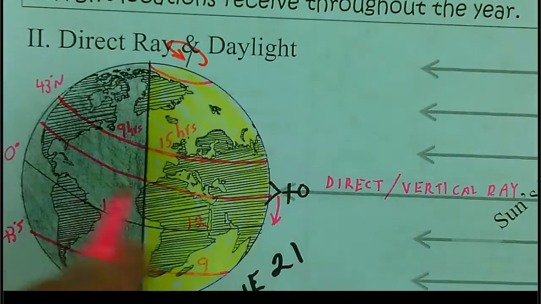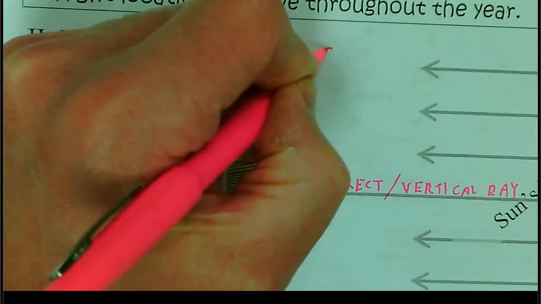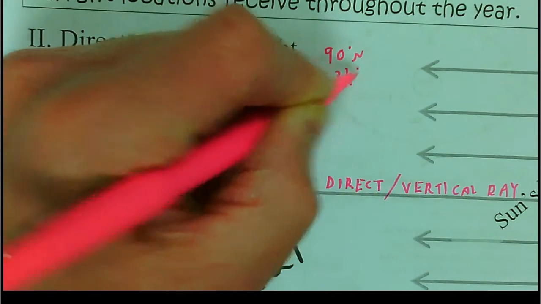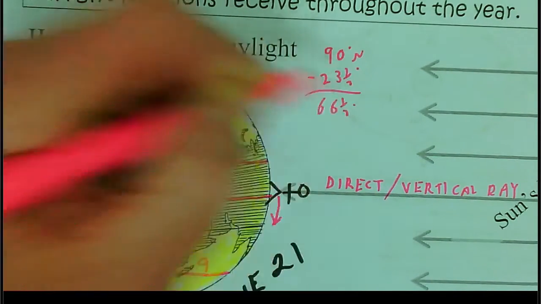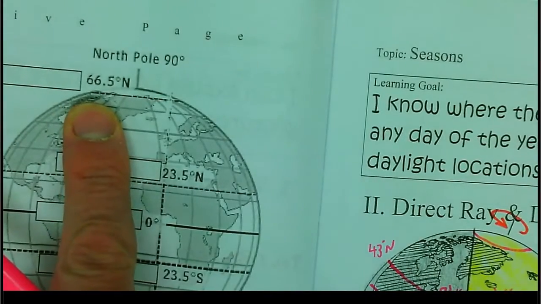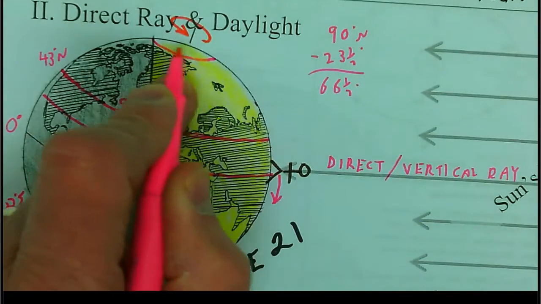Now, the Arctic Circle, I didn't put the latitude up there. The Arctic Circle is the North Pole minus the tilt of the Earth, 66.5 degrees. And again, you can see that if you want to run over to page 20, you'll see 66.5 degrees for the Arctic Circle. So that Arctic Circle, anything north of 66.5 degrees, you had 24 hours of daylight.